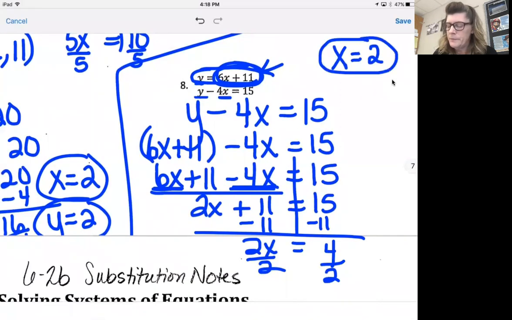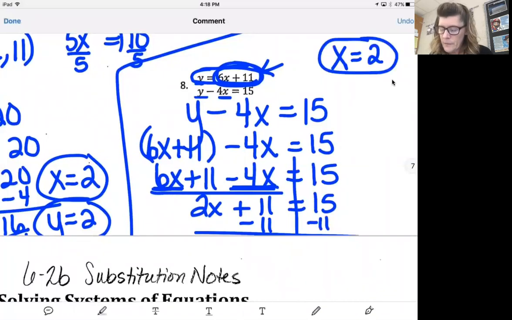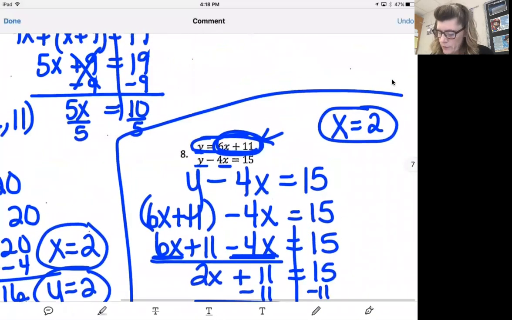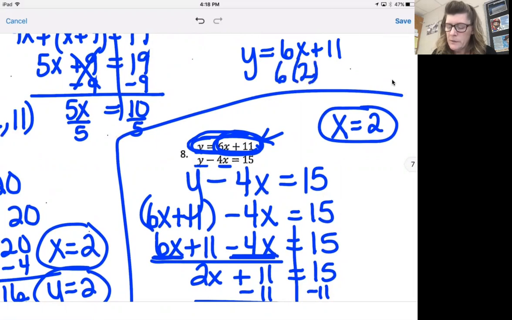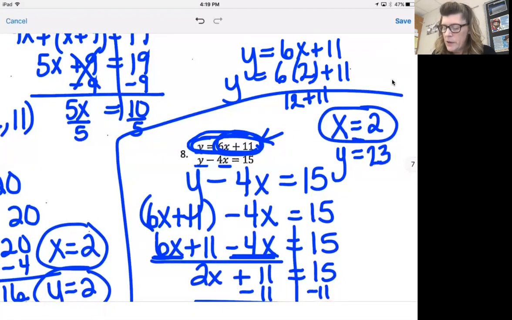But we're not done. We now have to use this y equals 6x plus 11 to find our y. So we're going to plug 2 in for x. So 6 times 2 is 12. 12 plus 11 is 23. So y equals 23. I should maybe check this because that's really, really large.